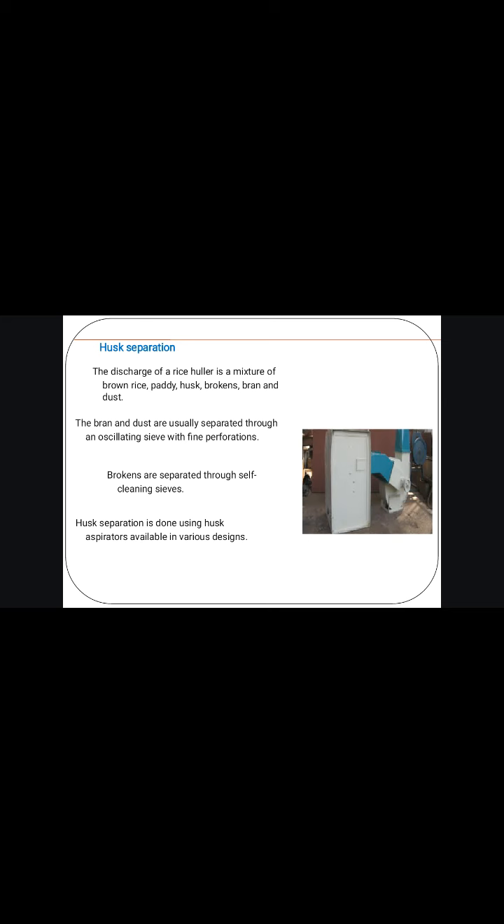The next process in rice milling is husk separation. The discharge of the rice huller is a mixture of brown rice, paddy, husks, brokens, bran, and dust. The bran and dust are usually separated through an oscillating sieve with fine perforations. The brokens are separated through self-cleaning sieves. Husk separation is done using husk aspirators available in various designs.